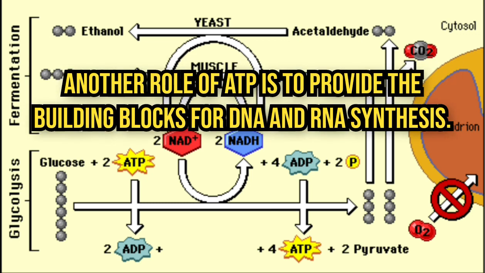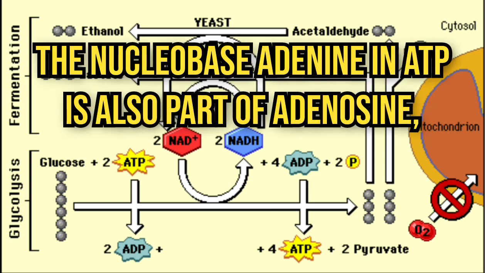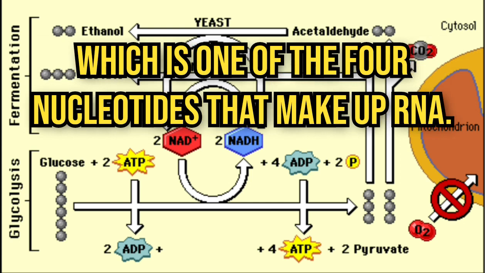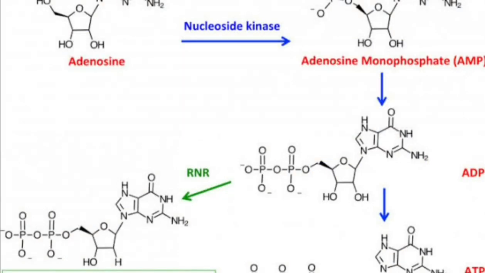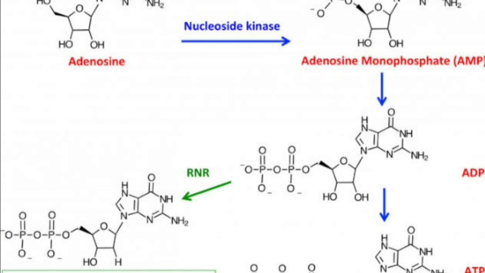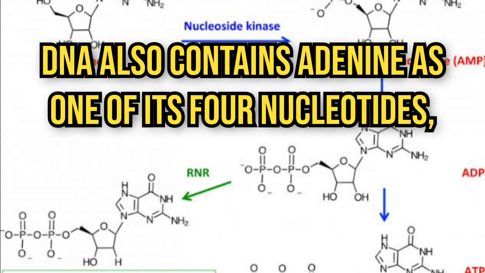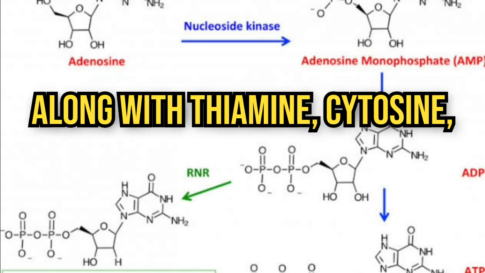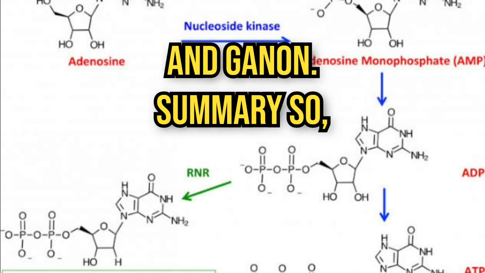Another role of ATP is to provide the building blocks for DNA and RNA synthesis. The nucleobase adenine in ATP is also part of adenosine, which is one of the 4 nucleotides that make up RNA. RNA is then used to make proteins or DNA. DNA also contains adenine as one of its 4 nucleotides, along with thymine, cytosine, and guanine.